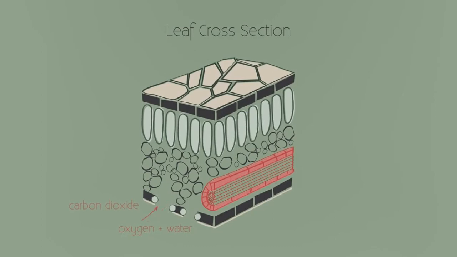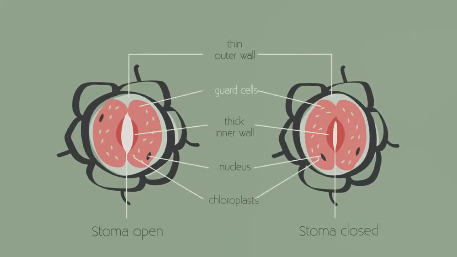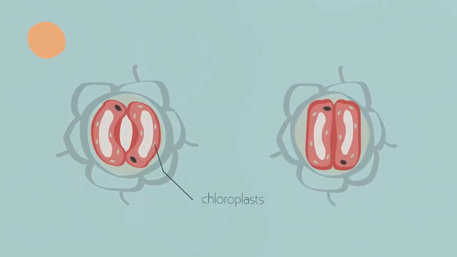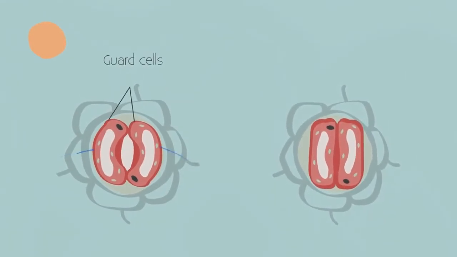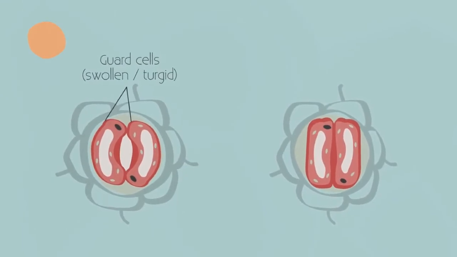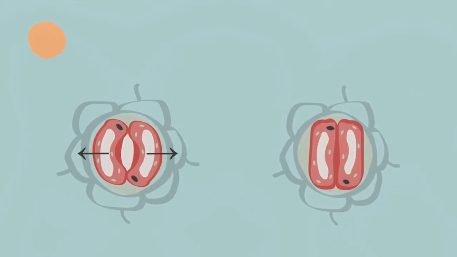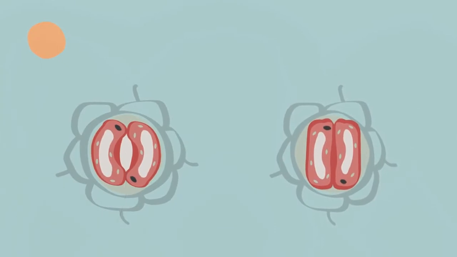When water is scarce, or if the roots are damaged, the plant needs to reduce its transpiration rate by closing some of their stomata. There are guard cells on either side of the stomata, which regulate this. During daylight hours, chloroplasts produce sugar. This lowers the water potential of the guard cells, and they take in water by osmosis. This makes the guard cells turgid. Because the guard cells have a different cell wall thickness, when turgid, they bend more on the outside into sausage shapes. This opens the stomata, or the pore. Water can then be lost.